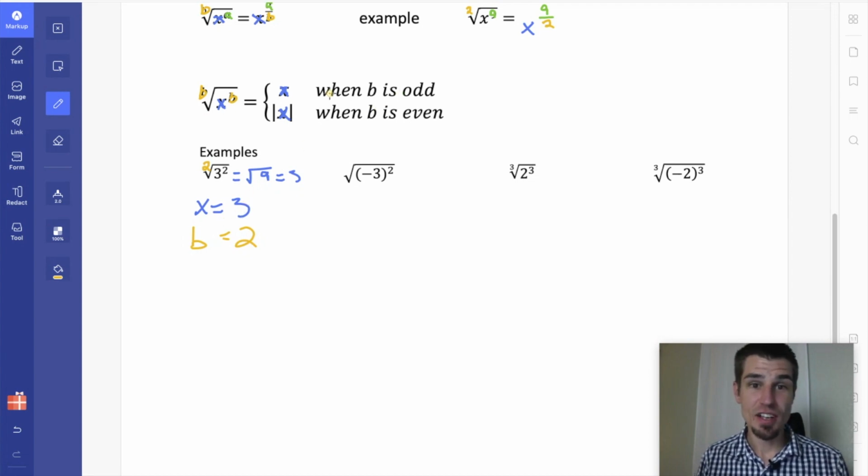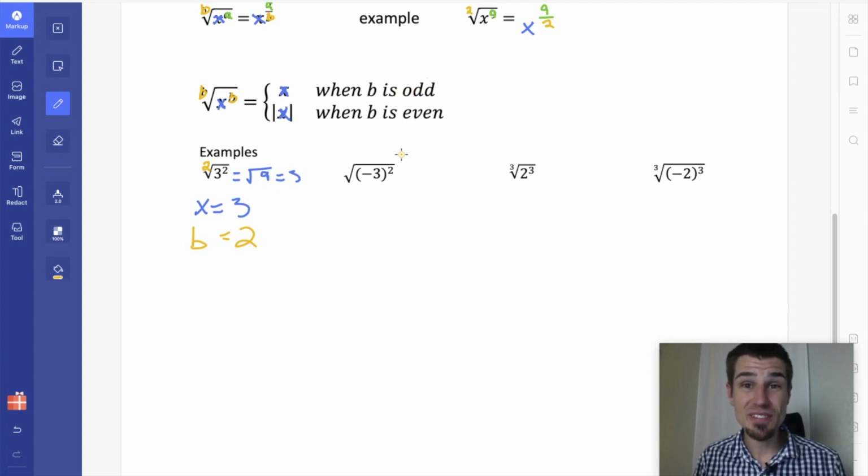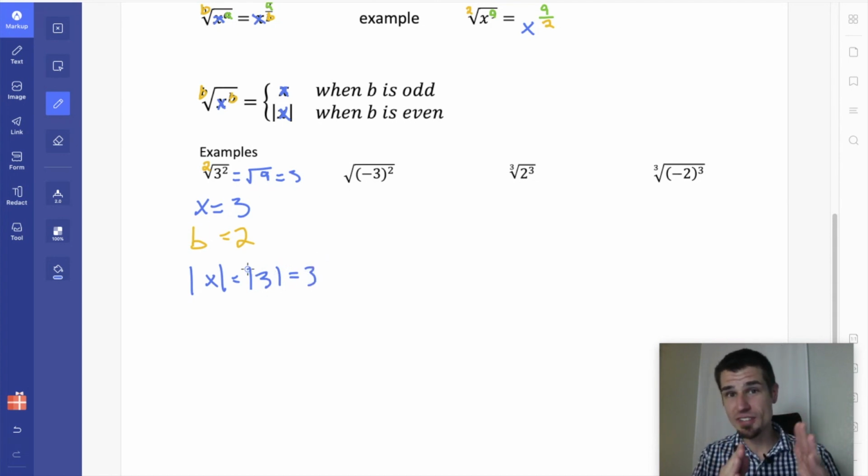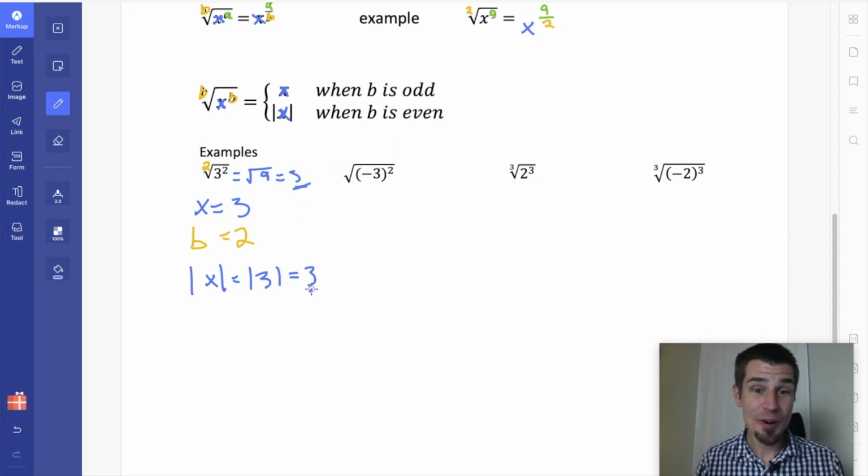So we have to check, is b odd or is b even in this case? Well, b is 2. 2 is an even number. So for example number 1, our answer is the absolute value of x, because b is even. What's our x? Well, our x is 3. So what's the absolute value of 3? It's just 3. The absolute value just keeps numbers positive or turns numbers into a positive number. There's more going on there, but practically that's what happens. So hey, check it. Look, we found out what we already knew.